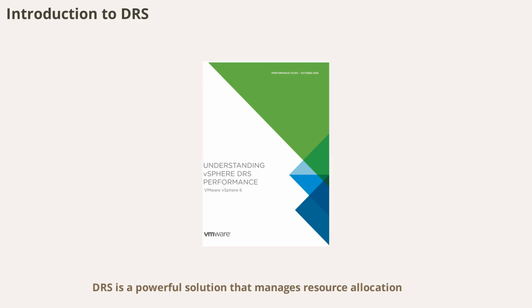DRS is a powerful solution that manages resource allocation and load balancing across a cluster of ESXi hosts. It ensures your VMs are running efficiently, automatically enforcing resource policies and adapting to changing workloads. In this video, we'll break down how DRS works, the factors that influence its behavior, and walk through real-world scenarios to help you get the most out of your vSphere environment. Let's start by understanding the core purpose of DRS and why it's so essential for modern data centers.